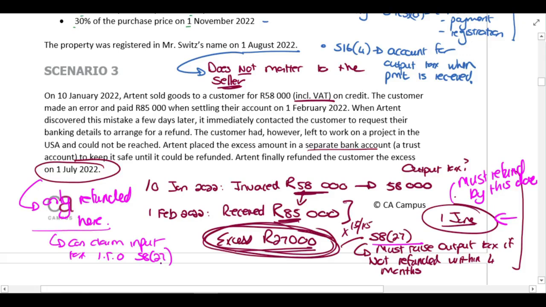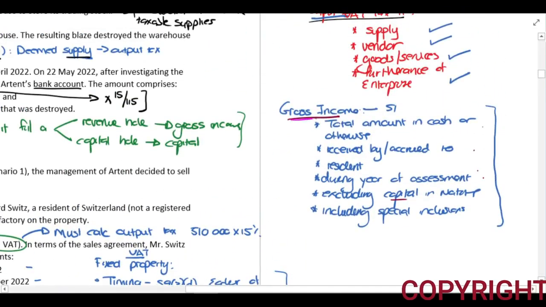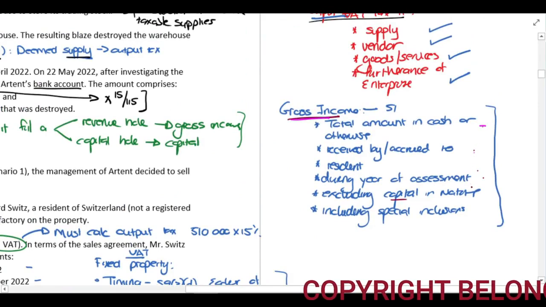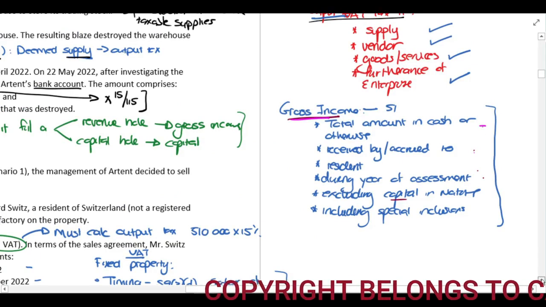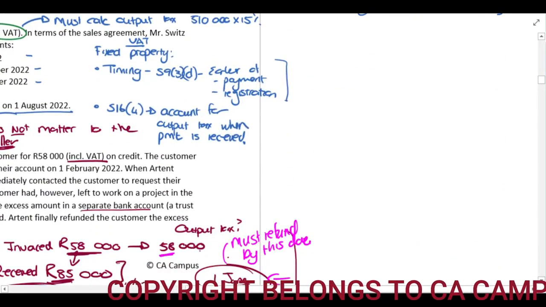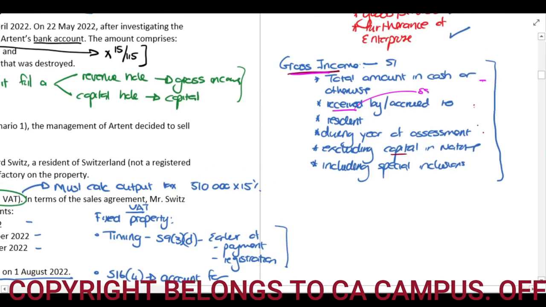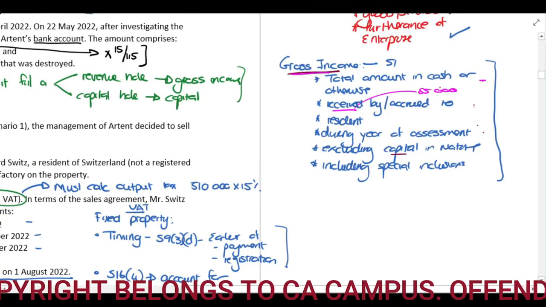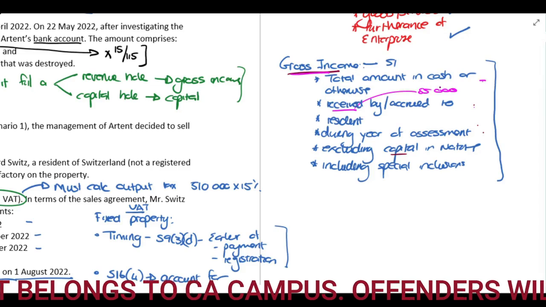Now, again, for VAT purposes we discussed it; what is going to be the situation for income tax? Gross income: total amount in cash or otherwise received by or accrued to a resident in the year of assessment, not of a capital nature, including a special inclusion. So now, in this case, we are entitled to 58,000 rands. But how much did we receive? We received 85,000 rands. So, is our gross income 58,000 or is it 85,000?